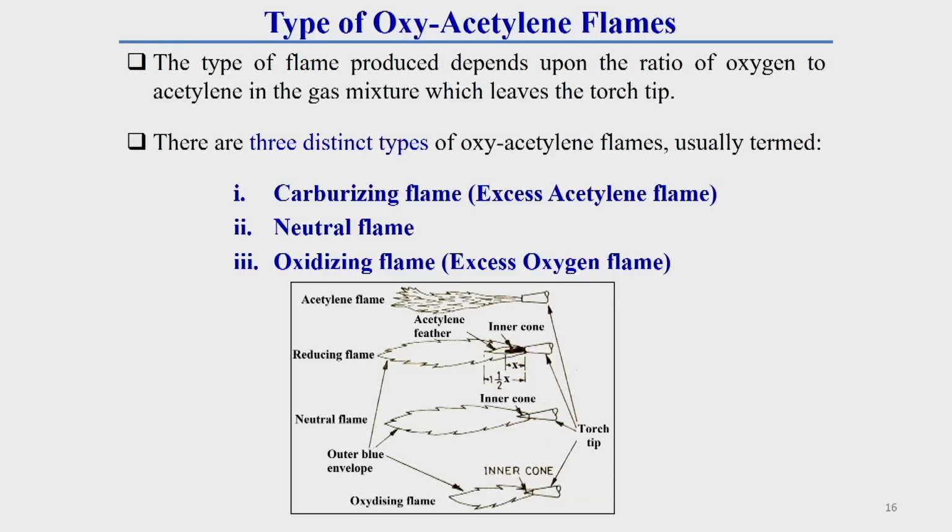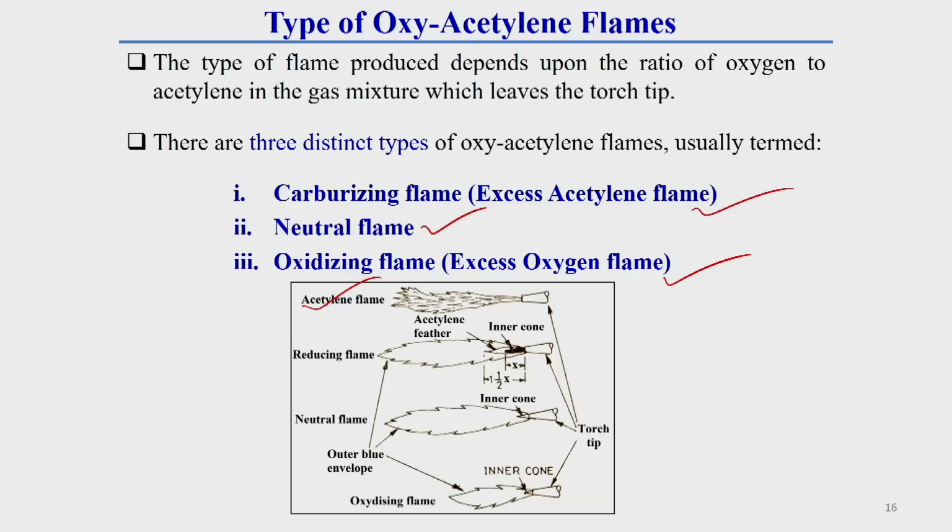One is called the carburizing flame. Here there is excess acetylene, which is why it is also called the excess acetylene flame. The second one is called the neutral flame, where the ratio of oxygen to acetylene is 1:1. The third one is called the oxidizing flame. Here is how they look. The first one is the acetylene flame.